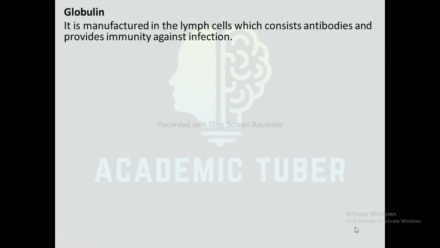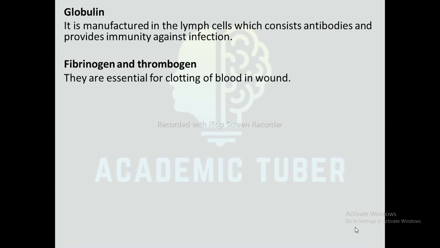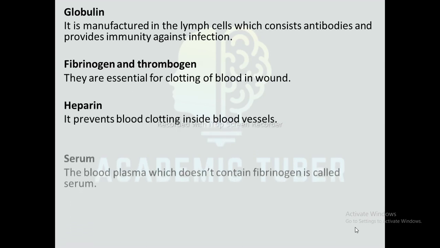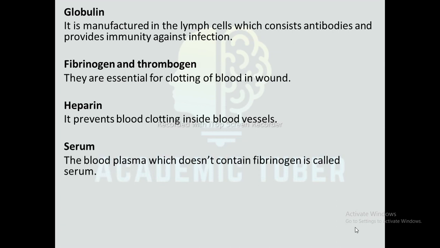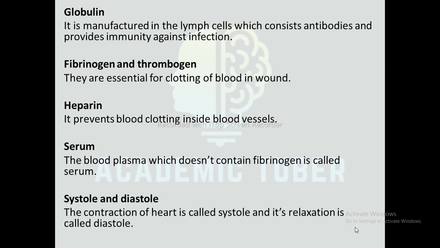Globulin. It is manufactured in the lymph cell which consists antibodies and provides immunity against infection. Fibrinogen and thrombogen. They are essential for clotting of blood in wounds. Heparin. It prevents blood clotting inside the blood vessels. Serum. The blood plasma which does not contain fibrinogens is called serum. Systole and diastole. The contraction of heart is called systole and its relaxation is called diastole.